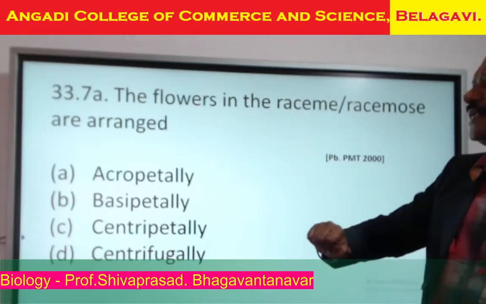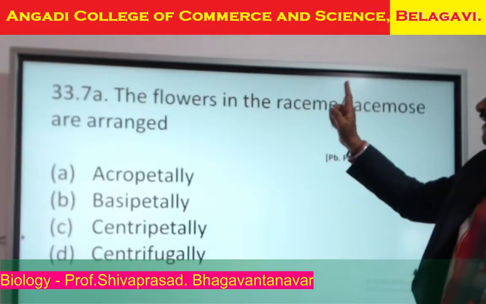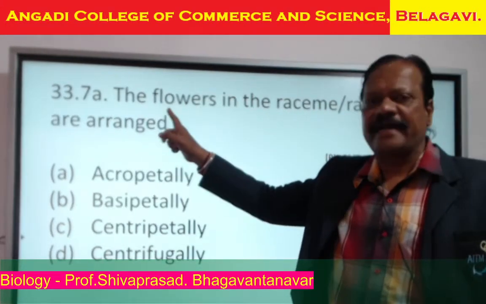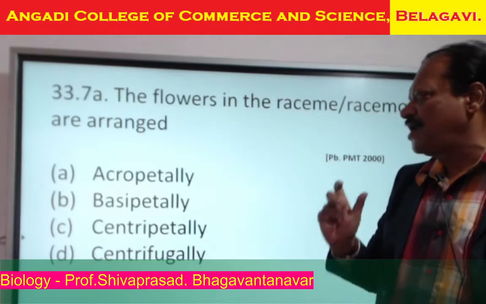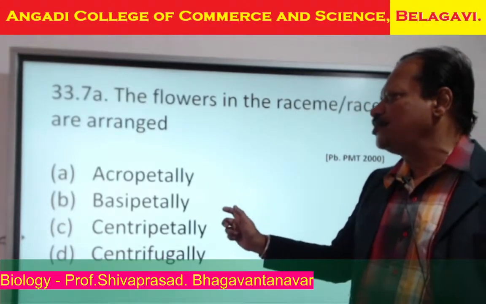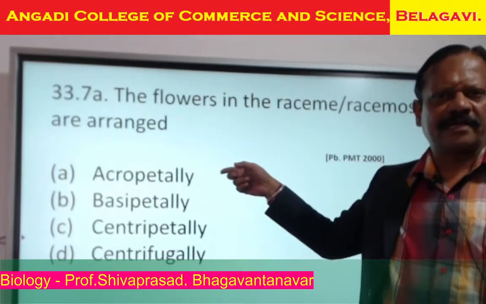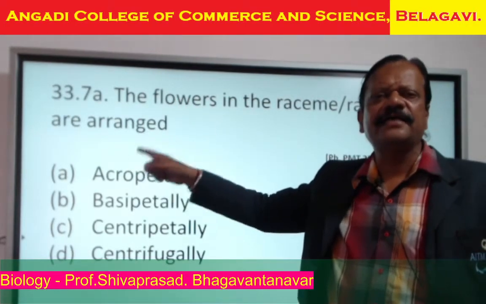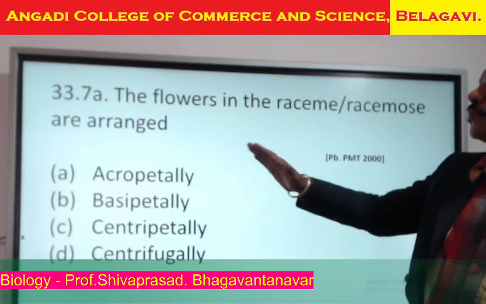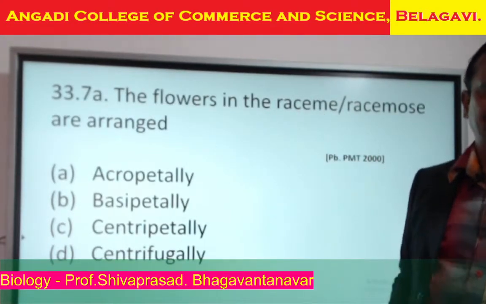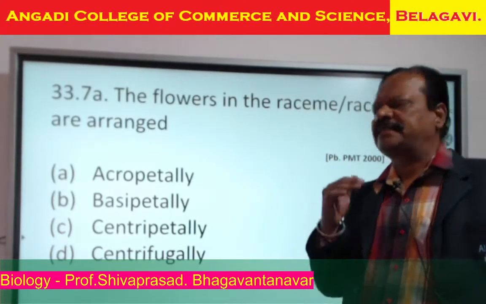And here the question is, the flowers in the raceme are arranged. In the racemose type of inflorescence, the flowers are usually arranged acropetally. So the option A is the correct answer. So you consider it as the right answer. Then we will go to the next slide.